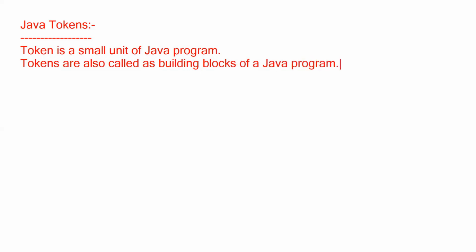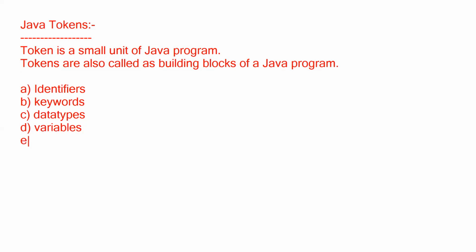Why? Because in a Java program, we will have all these tokens. The tokens we can divide into some categories. What are they? Like identifiers, keywords, data types, variables, constants or literals, and operators. Whenever you write a Java program, that Java program will have all these. That's why we call them tokens or small units of Java programs, right?